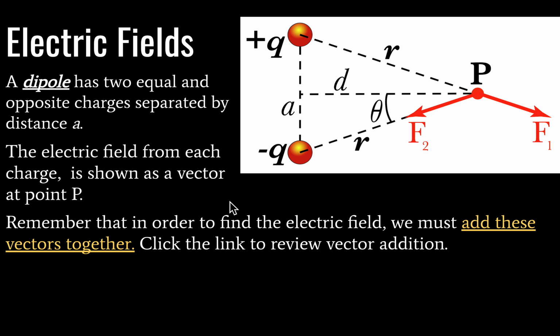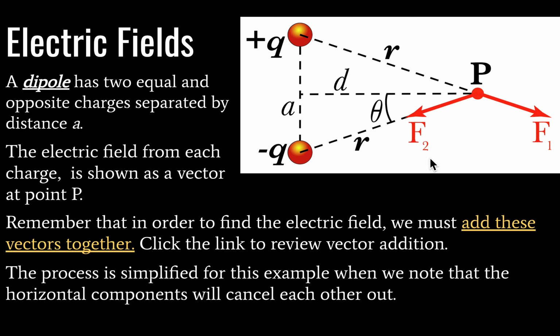Okay. In order to find our net electric field, we have to add the vectors together. And I have a review here for vector addition, which maybe I will share with you guys in the YouTube world. I also have some videos on this as well. So I'll throw a link up here if I remember. I'll try to remember.